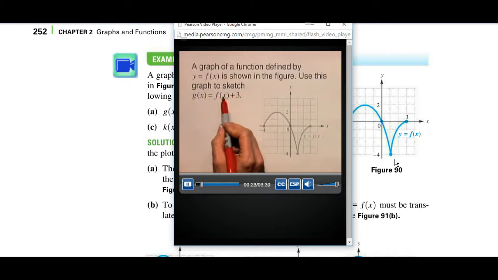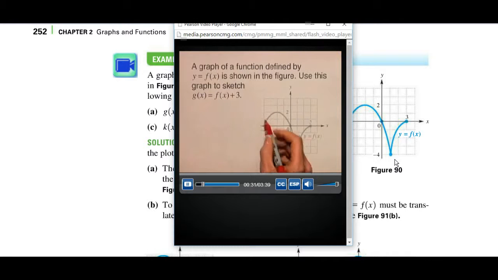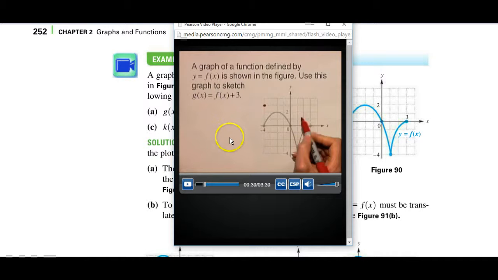Now by adding 3 to f of x, the result is going to be a translation of g of x 3 units up. So what I'm going to do is take each one of these points and translate them 3 units up. 1, 2, 3. Now, I watched this myself, and that's what I showed you as well. But again, your y-intercept originally here was 0, which is right there. So all of these are going to be just shifted up 3 places.